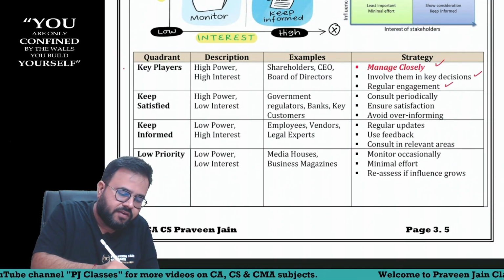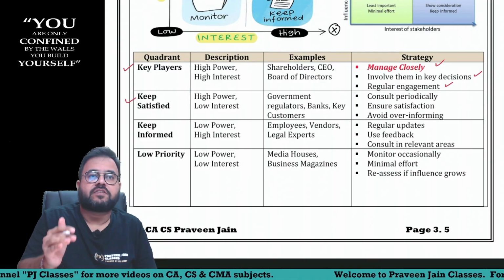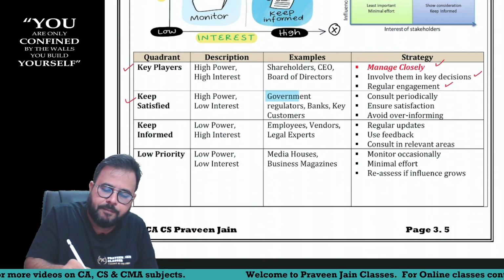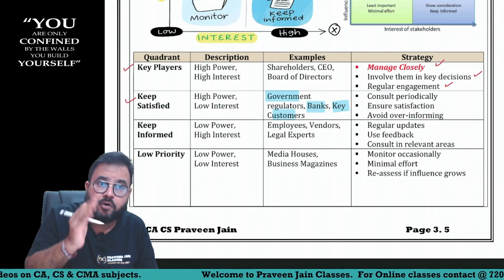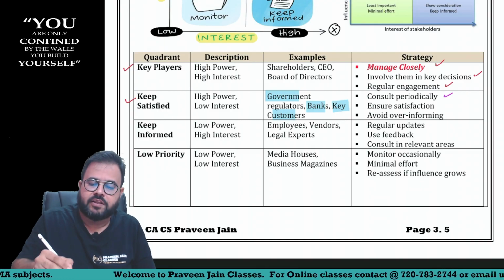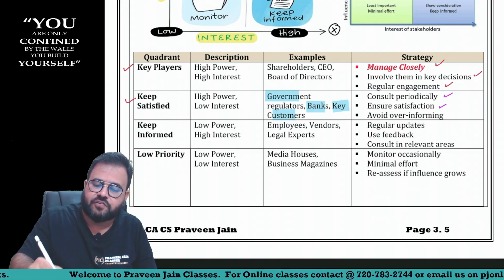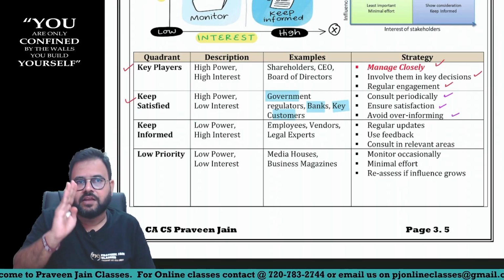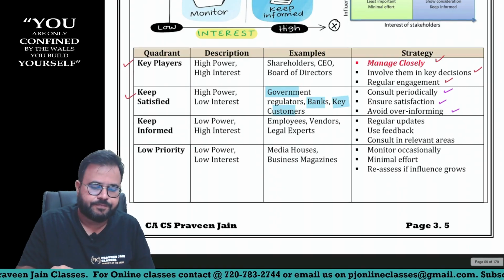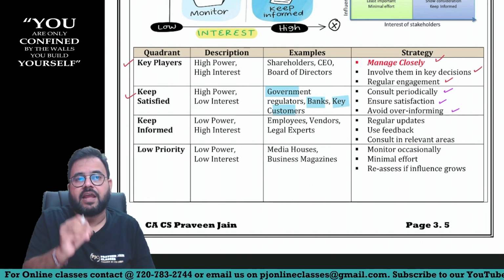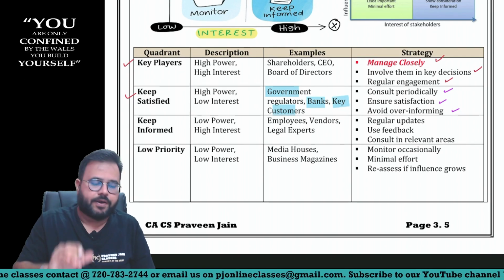Okay. Then we have what, sir? The second part. Keep satisfied players. Keep satisfied means government, banks, key customers, important customers we are talking about. So what should we do? Consult periodically. Ensure they are satisfied and avoid over-informing. Means don't tell more information. Give information to the extent required. Avoid over-informing means hold back, giving information only to the extent required.